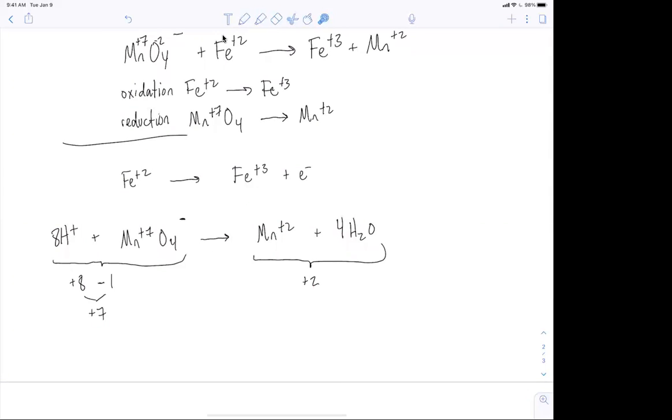So clearly +7 does not equal +2, so we need to fix that. And we fix that, remember, with electrons. So we have +7 over here, so we just want to add 5 electrons. So now I've added 5 negative charges. So if we take -5 and we add it to +7, we end up with +2. And now our 2 charges are equal to one another. So now we've balanced the reduction part of this reaction as well by balancing out the charges there.